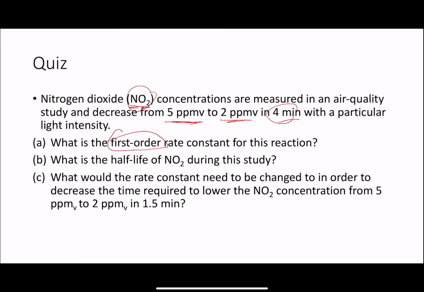Let's look at the last one. What would be the rate constant needed in order to decrease the time required to lower the NO2 concentration from 5 to 2 in 1.5 minutes? Okay? He needs us to find the rate constant K. So let's look at this. So he needs NO2.